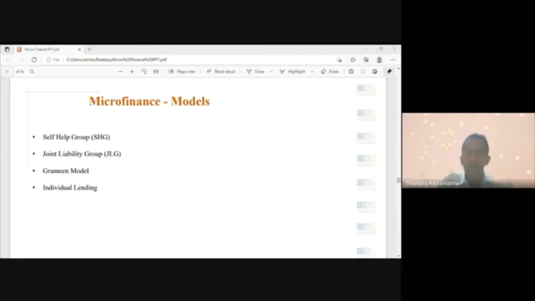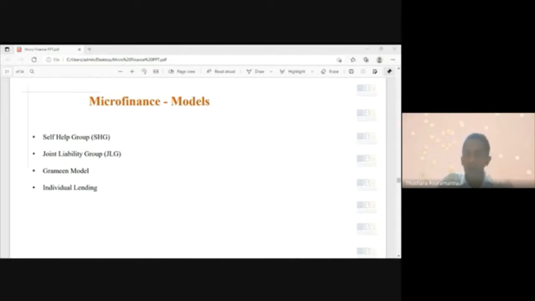Then we come to the JLG. It's a bit advanced, where 5 to 6 people get together and engage in different jobs and activities. One person can take a loan from the bank or the NGO, like Sarvodaya, and the rest of the group can guarantee. In case the borrower is not going to pay, the guarantors have to pay the liabilities. That's how the JLG works.